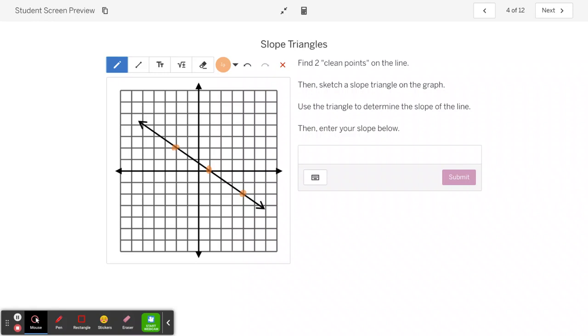Doesn't matter where you put your triangle. Is the line going up or down? Well, yep, going down. So my rise is going to be negative. So I'm going to do the 2 close dots. There's my rise. There's my run. How many did we go down? Well, we went down 2. So that's a negative 2. We ran 3. So when I go to type my slope, negative 2 over 3. Pretty easy. Oops, what did I type? That is not right. Here we go. Submit. Done.